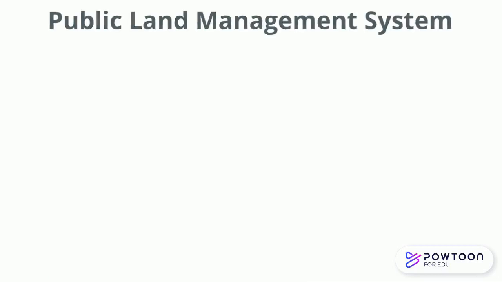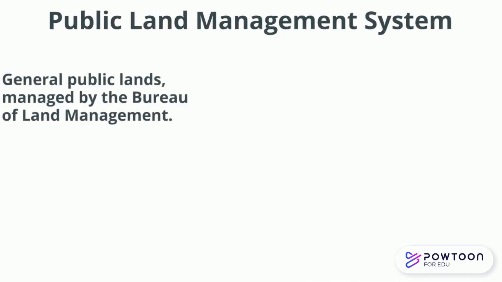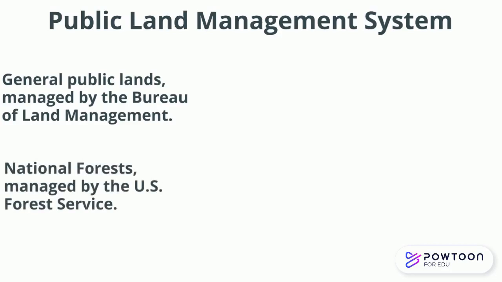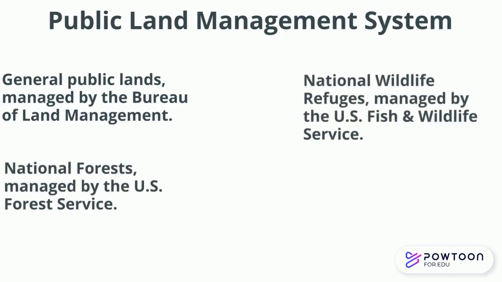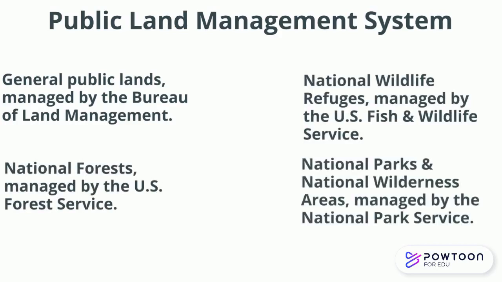The public land management system is broken into four major areas. The first are general public lands managed by the Bureau of Land Management. Then there are national forests managed by the U.S. Forest Service. Then there are national wildlife refuges managed by the U.S. Fish and Wildlife Service. And finally, national parks and wilderness areas managed by the National Park Service.